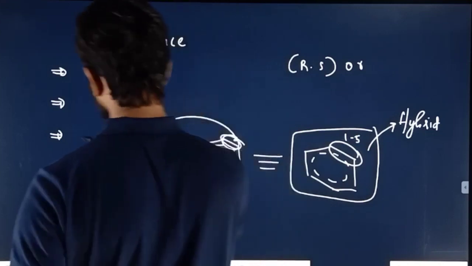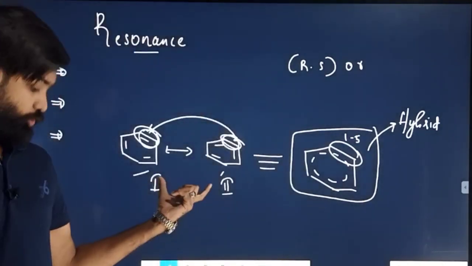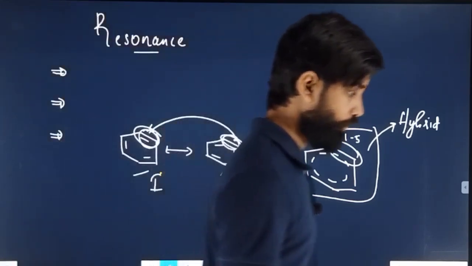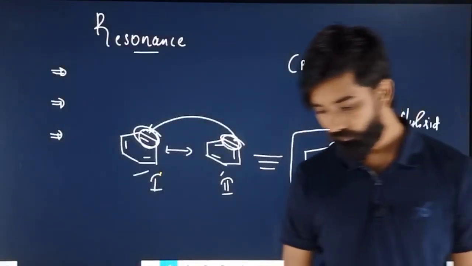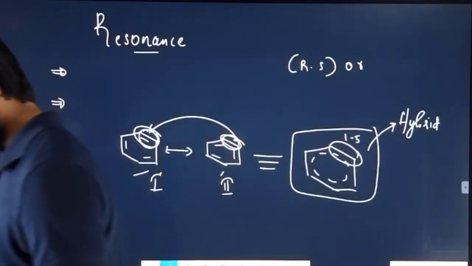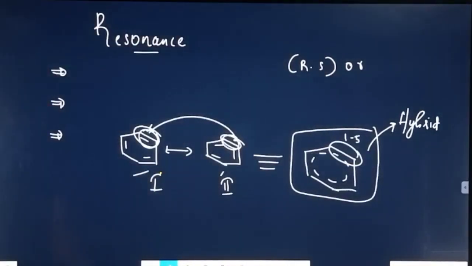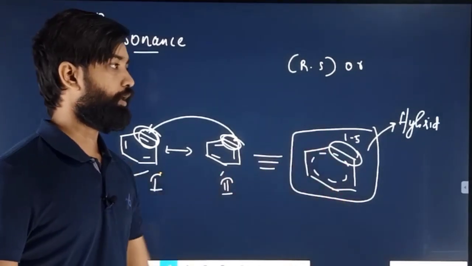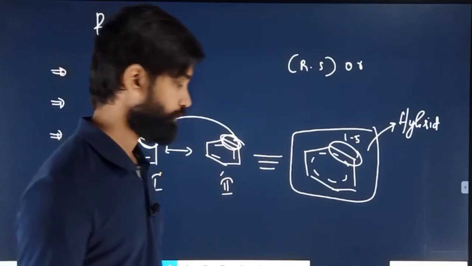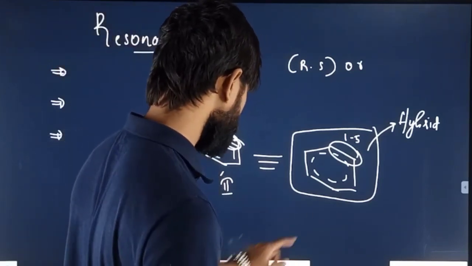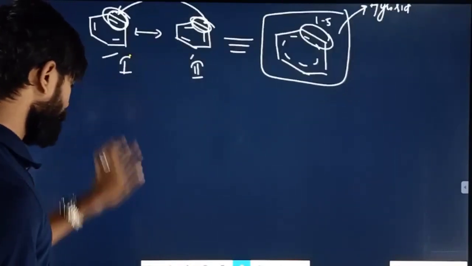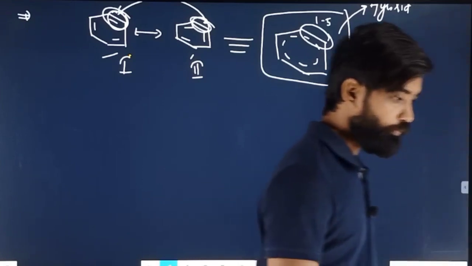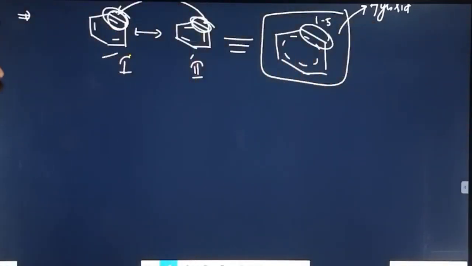So copy the next point: resonance structures have no real existence. Next point: the molecule really exists as a hybrid structure, in brackets, most stable.